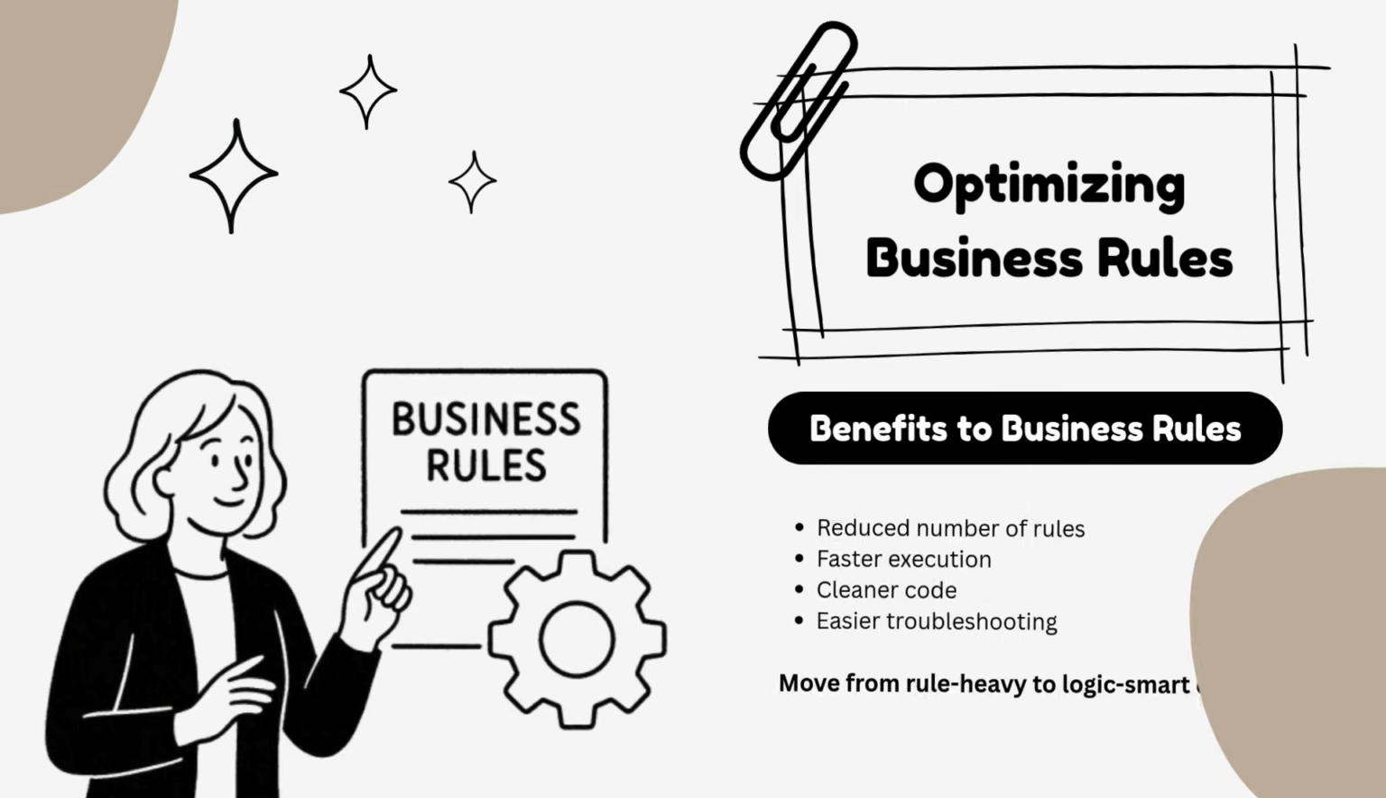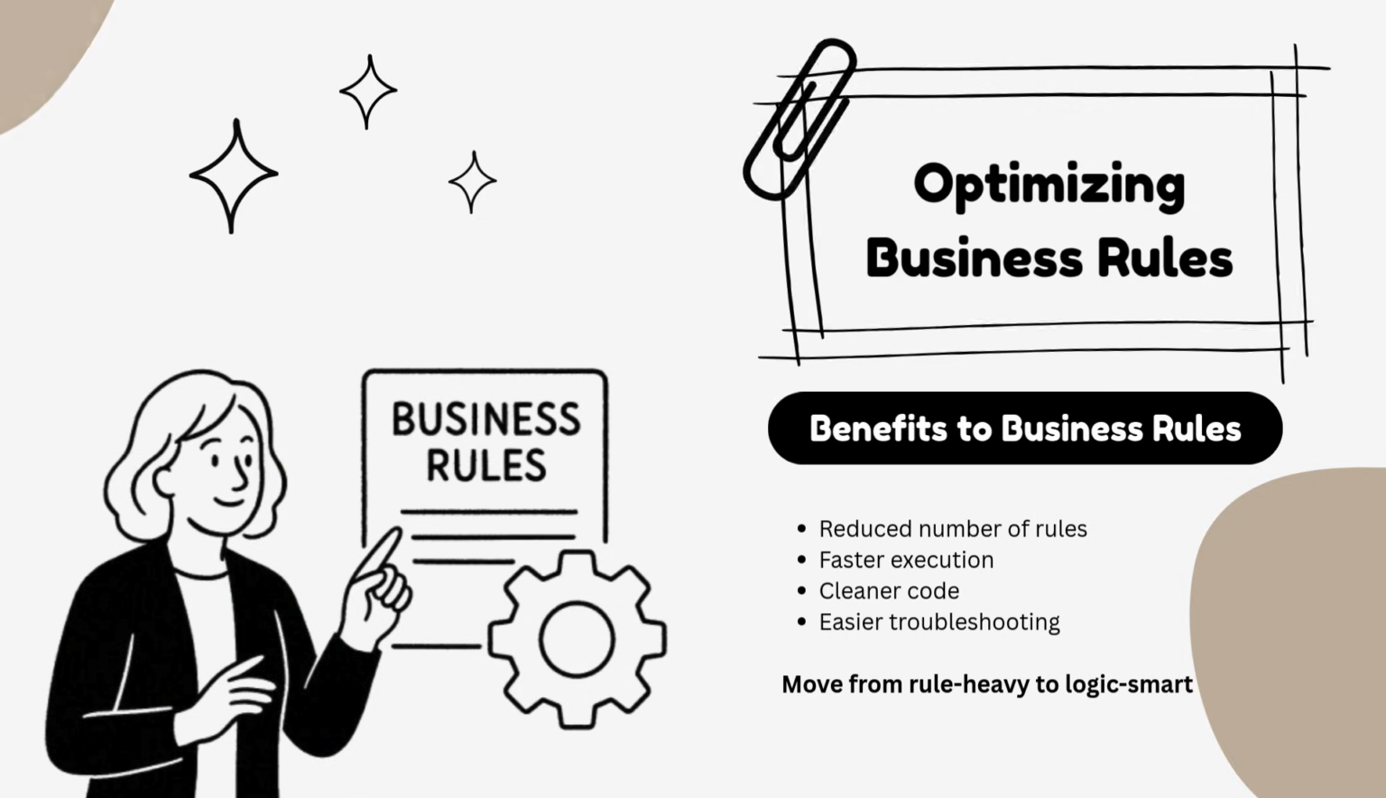Dynamic attribute handling significantly optimizes business rules. It reduces the number of rules required, improves performance, and makes logic easier to maintain. Most importantly, it allows rules to adapt automatically as metadata evolves, without frequent redevelopment.